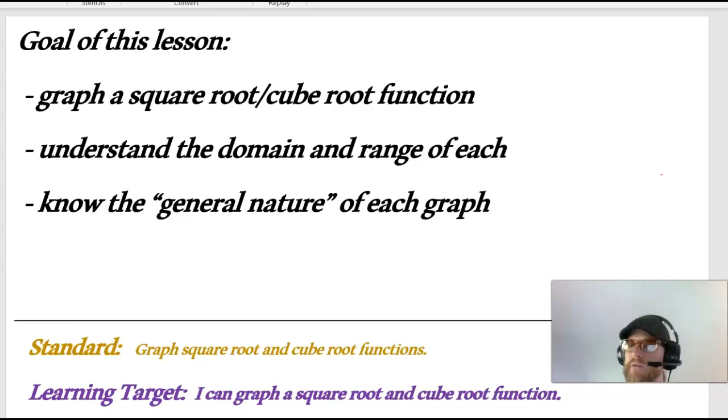All right, so the goal of this lesson is to be able to graph a square root and a cube root function. That's the main goal, to be able to make a quick sketch. But you also need to really understand the domain and range.